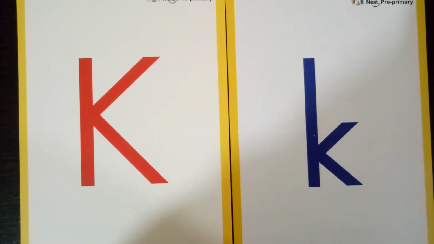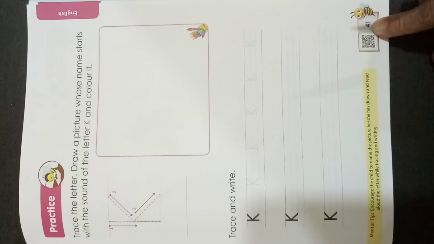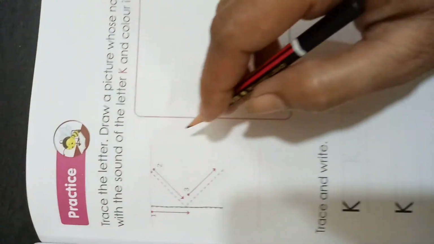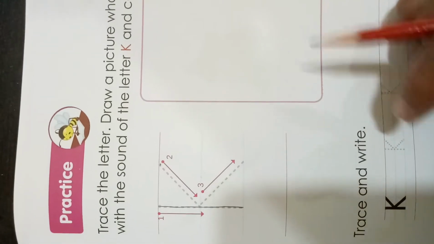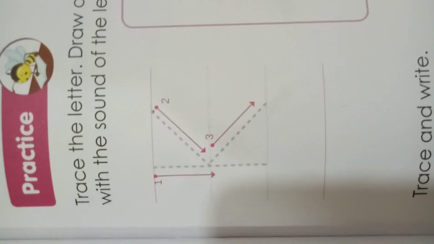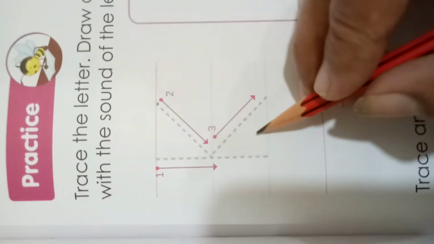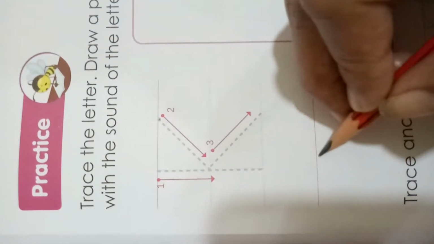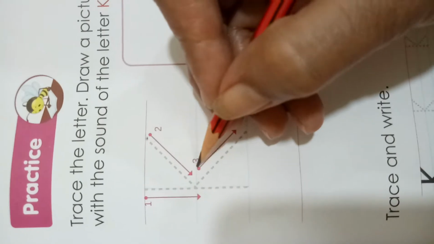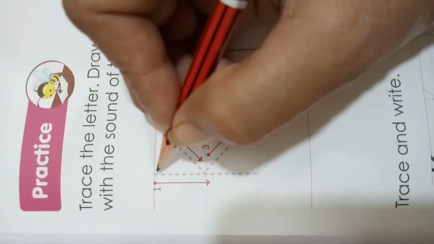So come on children, take out your Tinker book. See children, letter K is given to us on page number 41. Today we are going to learn how to write capital K. See children, this is capital K. These are the 4 lines, 2 pink lines and 2 blue lines.